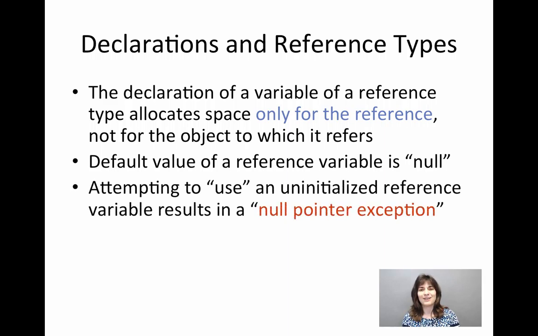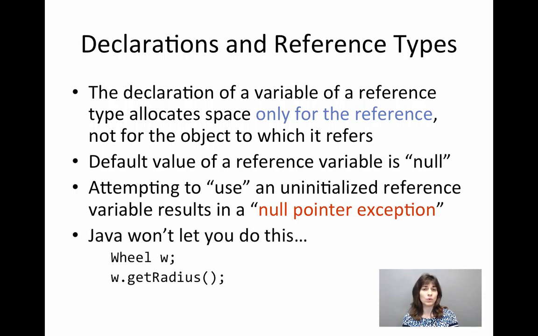And here comes why we get a runtime error called a null pointer exception in cases like the following. Suppose we write wheel w, we declare a variable of type wheel, and then before assigning an object to w, we try to invoke a method of the wheel class through the w reference. This will create a runtime error, a null pointer exception. We will talk about exceptions extensively in a different lecture. But the point here is to understand that we cannot invoke a method through a reference that has not been assigned to an object before.